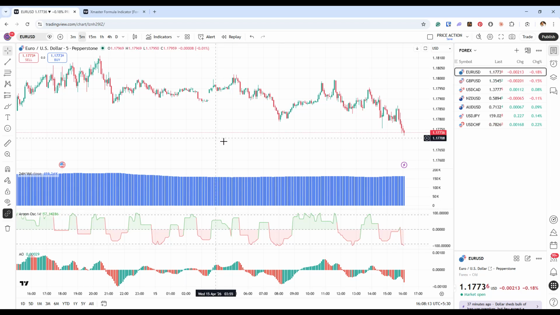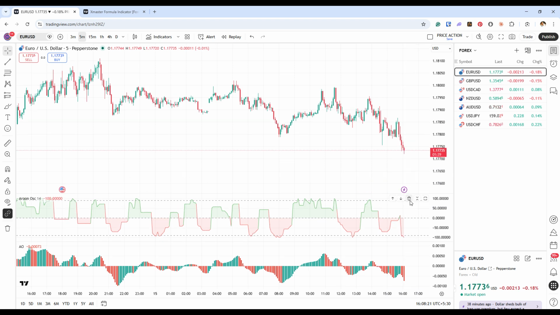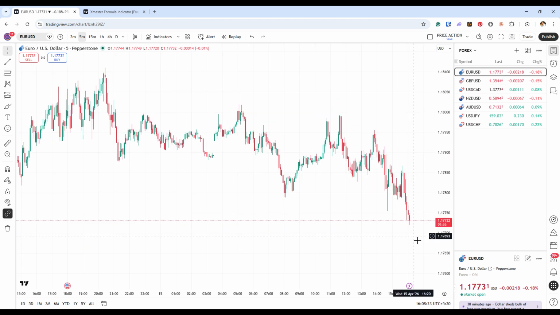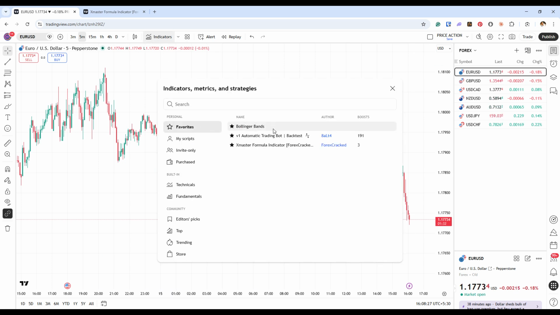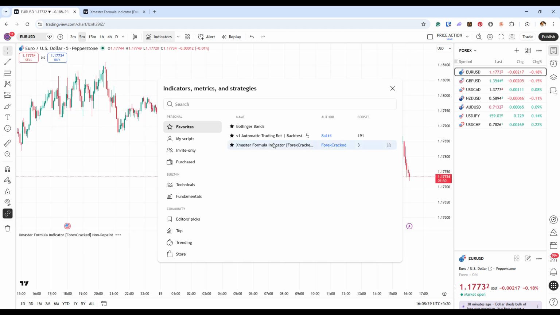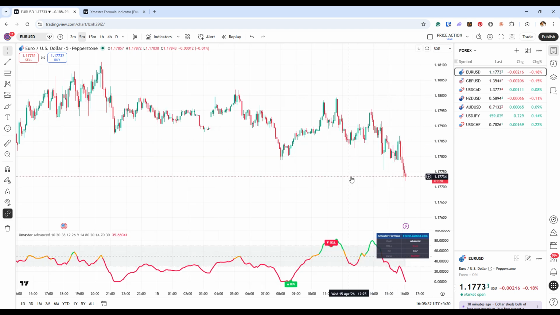Too many indicators on your chart, but still no clear entries? Let me show you a better way. The Xmaster formula combines 5 indicators: EMA, MACD, RSI, Stochastic, and Parabolic SAR into one clean oscillator. Green means buy, red means sell.